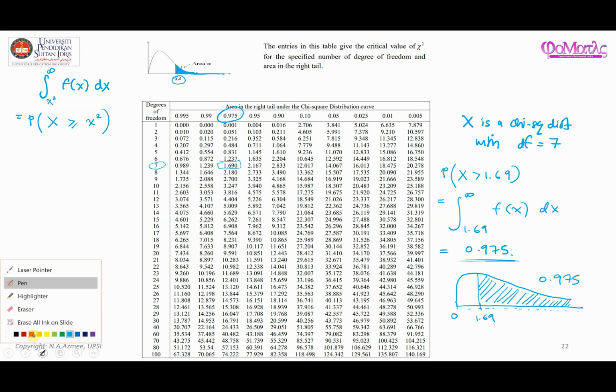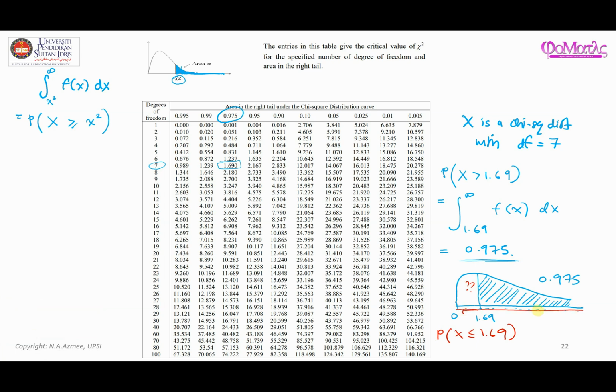So if I ask you what's the probability of x less than or equal to 1.69, that means I'm looking to find this area, which can be easily obtained if you consider the total area. Total area is 1, and you minus this area, so 1 minus 0.975, so the answer is going to be 0.0225. So that is a little bit of an idea on how you can use the chi-square distribution table to answer probability questions related to a chi-square random variable.